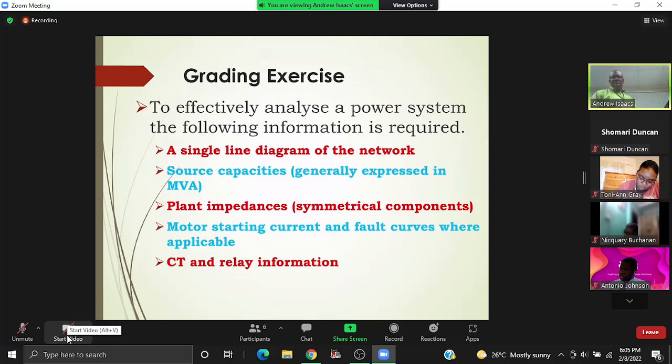So we need a single line diagram. We need the source capacities. We need the symmetrical components, plant impedances. We need motor information. In other words, you'll be needing information for large manufacturers who may be along that feeder, because under fault, they may contribute fault current. So you need to know if you have a bottling plant that is being fed by this feeder when you're doing your calculations.